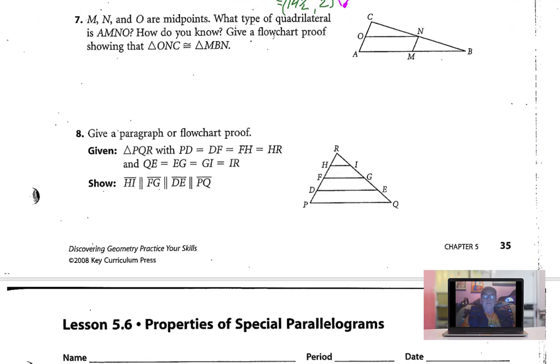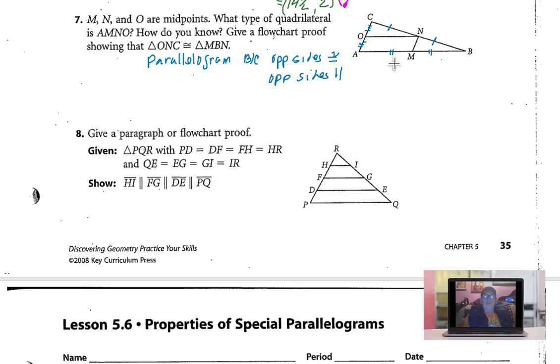So let's get number 7. M, N, and O are midpoints. So we got it marked as midpoints. What type of quadrilateral is A, M, N, O? Well, it's going to be a parallelogram, because opposite sides are congruent and opposite sides are parallel.